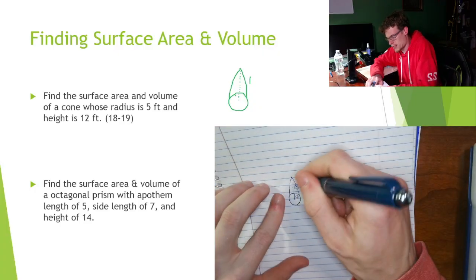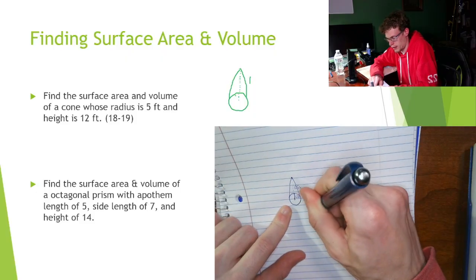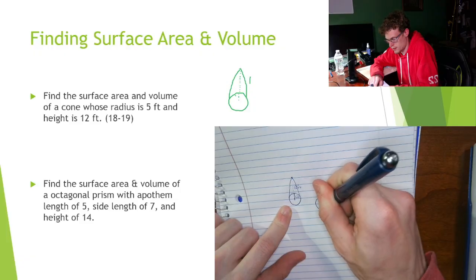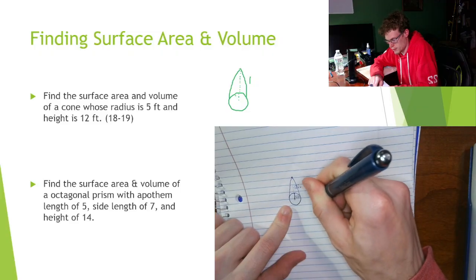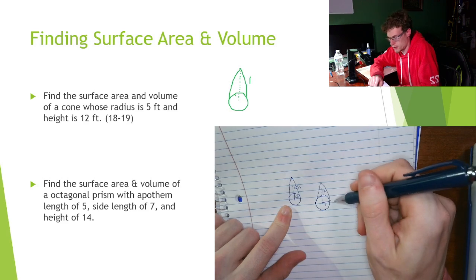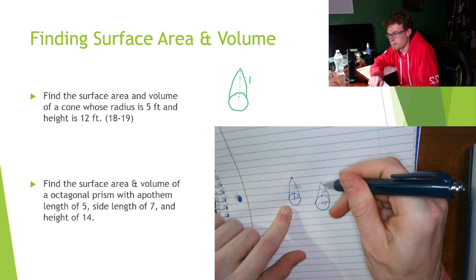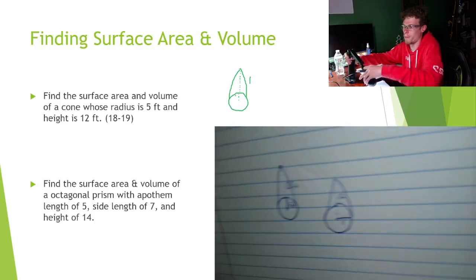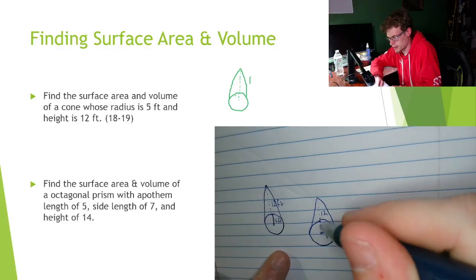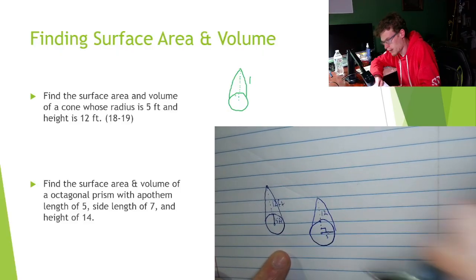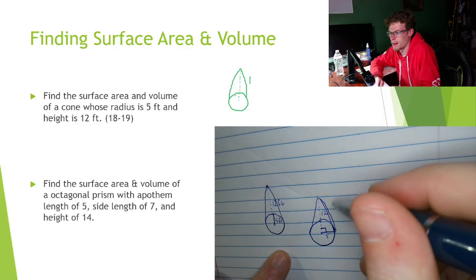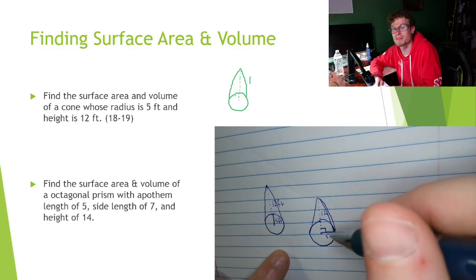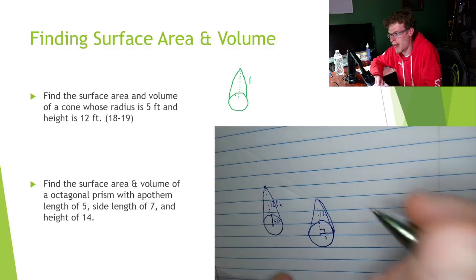Well, this is where it gets a little tricky. Let me redraw this cone a little bit larger so that you guys can see it. Here's 5. Here is our height of 12 feet. What does this look like to you? Let me zoom in a little bit more. Does that not look like a right triangle? Despite my very terrible drawing. That's better. Right triangle. So this would be an application of the Pythagorean theorem.